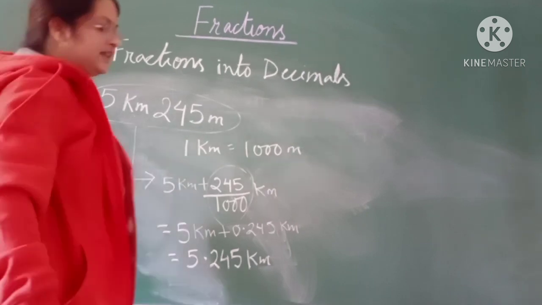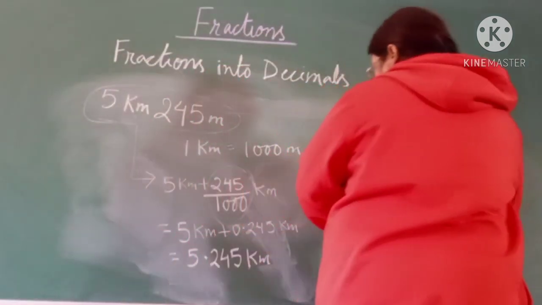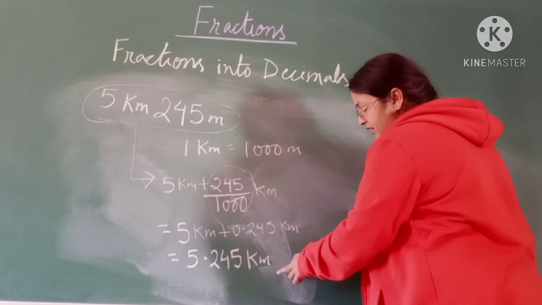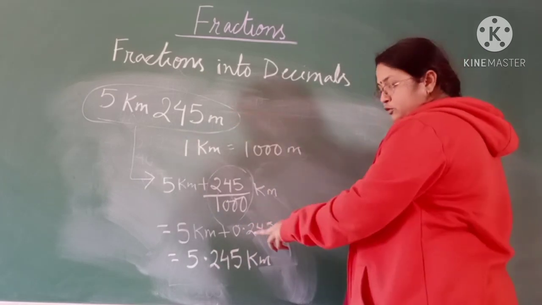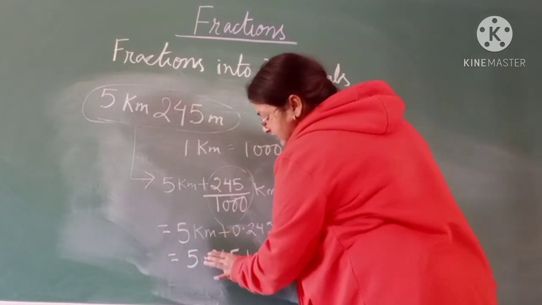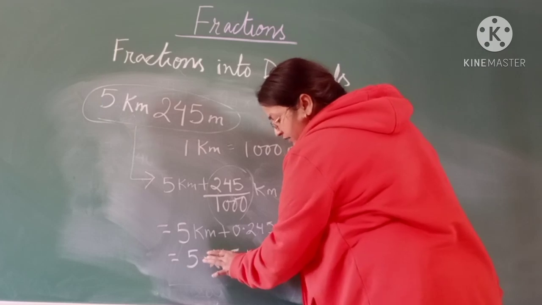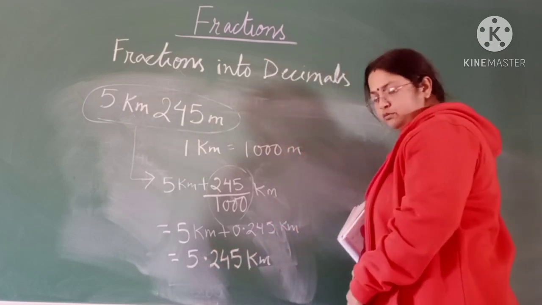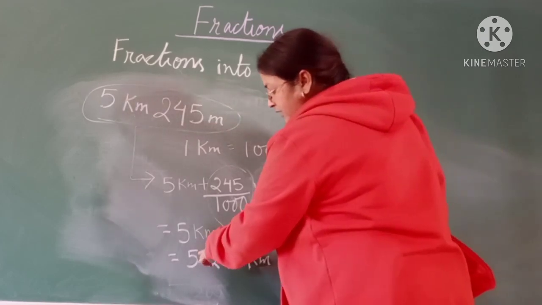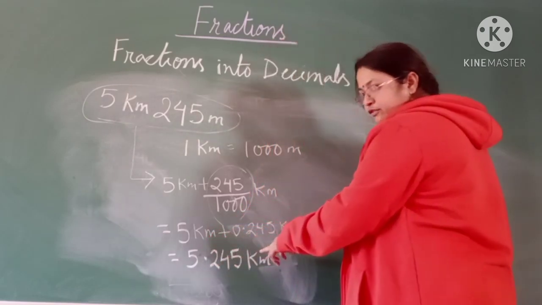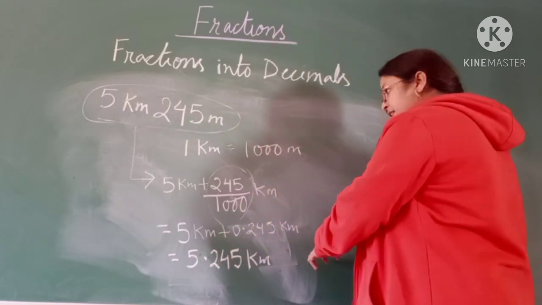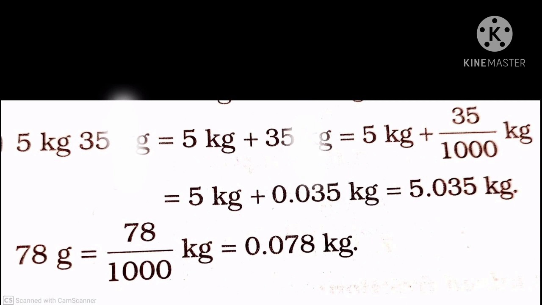We can do the same thing in reverse. For example, if the question is given in kilometer and you have to convert it into meter, that means this decimal part will be converted into meter. So it will be automatically 5 kilometer 245 meter. Right? Similarly, we can do the conversion for kilogram and gram. Say 5 kg and 35 gram. We have to convert it into kg.